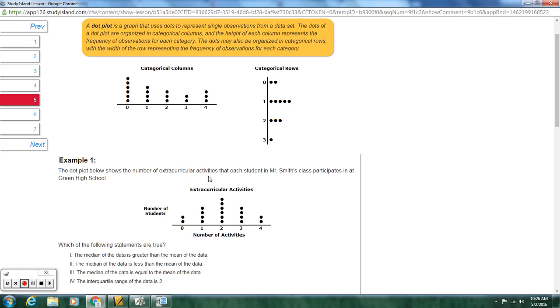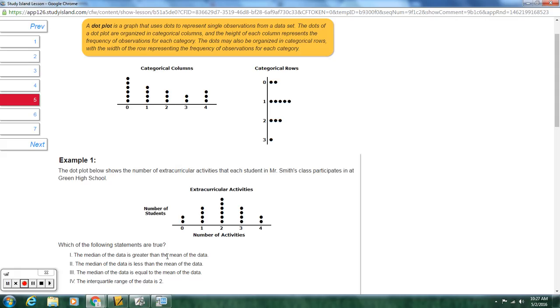It shows the number of extracurricular activities that each student in Mr. Smith's class participates in. So how many people do nothing? 2. How many people do 3 things? 4. Each one is a student. And again, talking about median. So if I've got 2 here, 1, 2, 1, 2, 1, 2, 3, 4, 1, 2, 3, 4, where's my median? It's right in there.